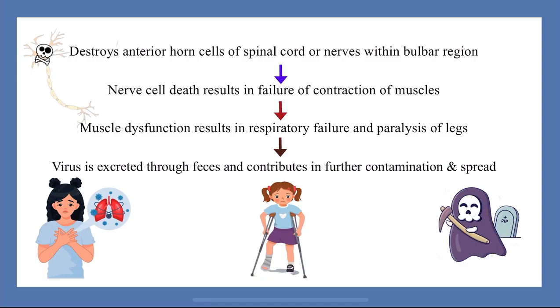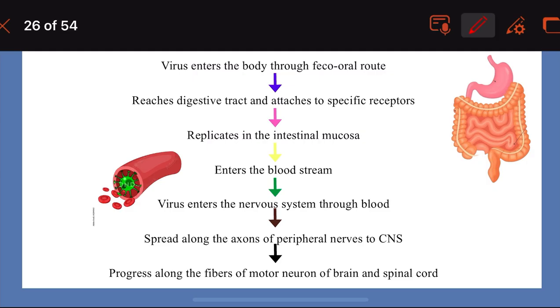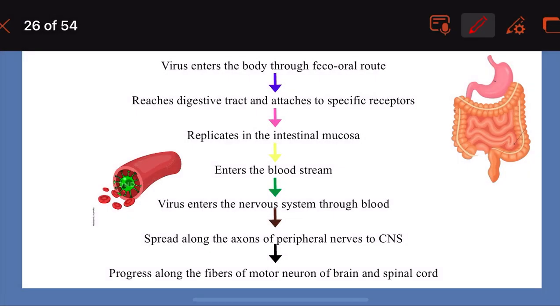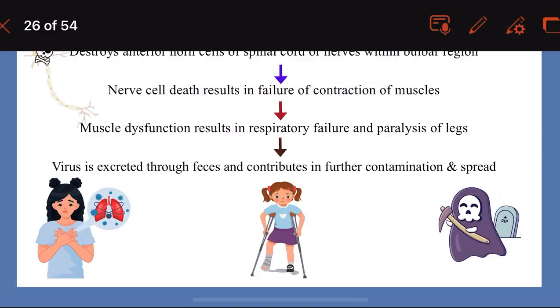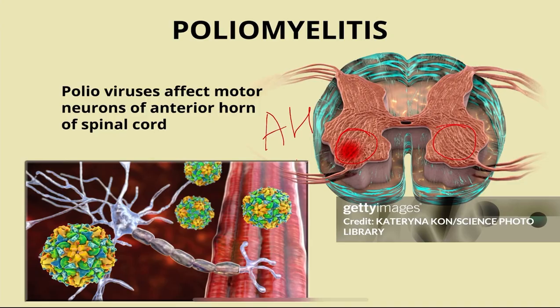Is it clear? Let us quickly brush through. You will get an idea. The virus entering the body through the fecal-oral route attacks the digestive system and then enters the bloodstream, and via the bloodstream it affects the central nervous system. Where in the central nervous system? It is the anterior horn cells of the spinal cord and the bulbar region. Nerve cell death causes paralysis and also affects the respiratory muscles, causing respiratory failure.